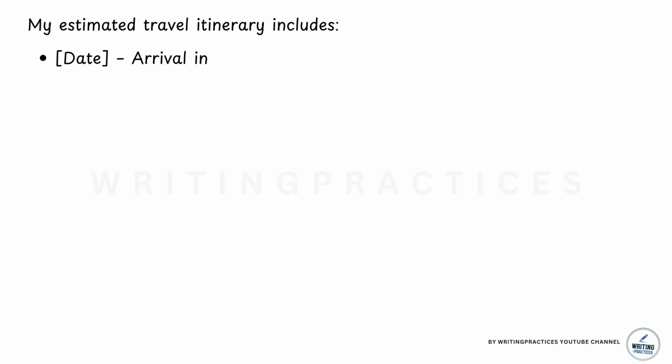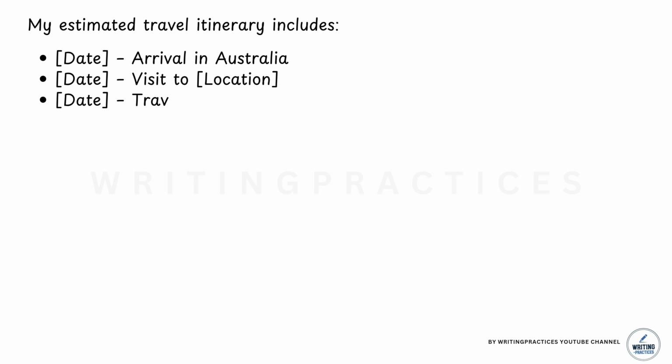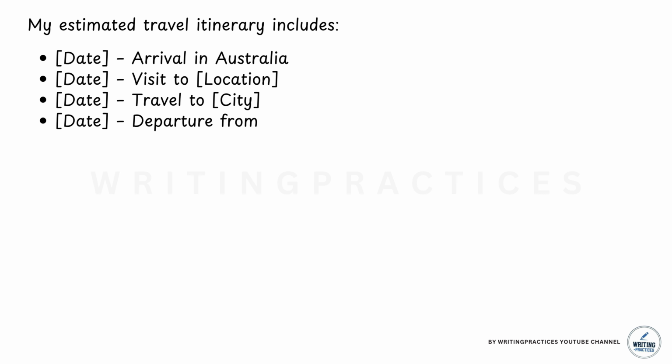Seventh paragraph, travel itinerary. Outline your planned schedule. Example: August 10th, 2026, arrival in Sydney. August 12th, 2026, Sydney Opera House visit. August 18th, 2026, travel to Melbourne. August 30th, 2026, departure from Australia. This provides a clear overview of your travel activities. It demonstrates preparation and supports the credibility of your tourism plans. Keep your itinerary realistic and consistent with your travel dates.